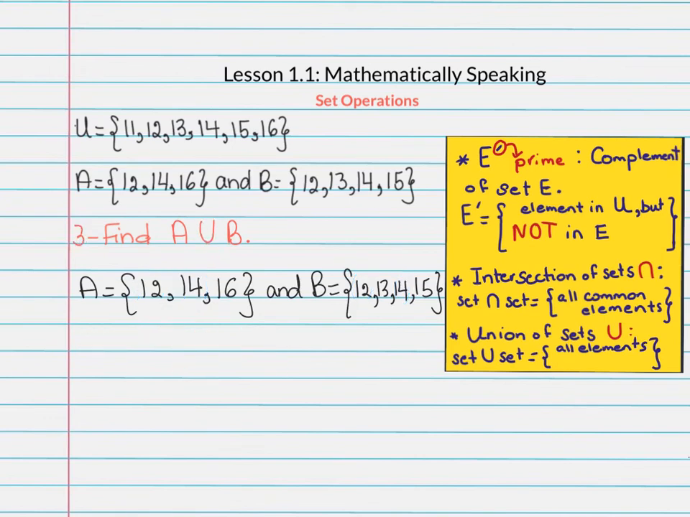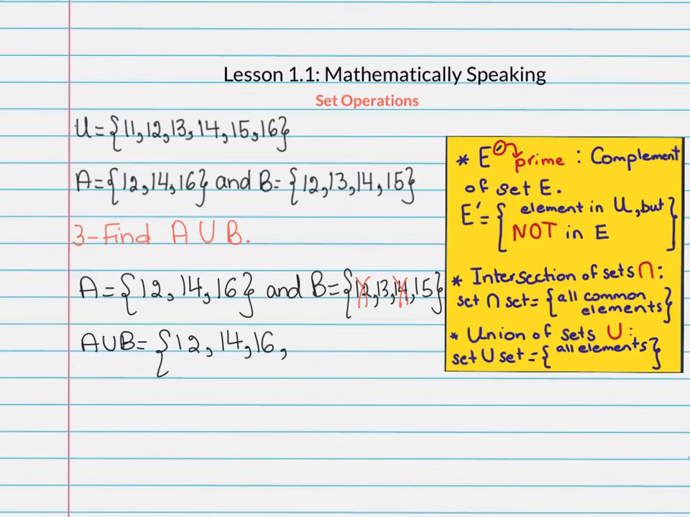Third question, find A union B. Remember, union means unite, means we need to list all the elements in set A, set B. If there is any common element, we'll list it only one time. So first of all, we find the common ones. The common ones are 12, so I cross them out from one set only, and 14 to avoid writing them 2 times.